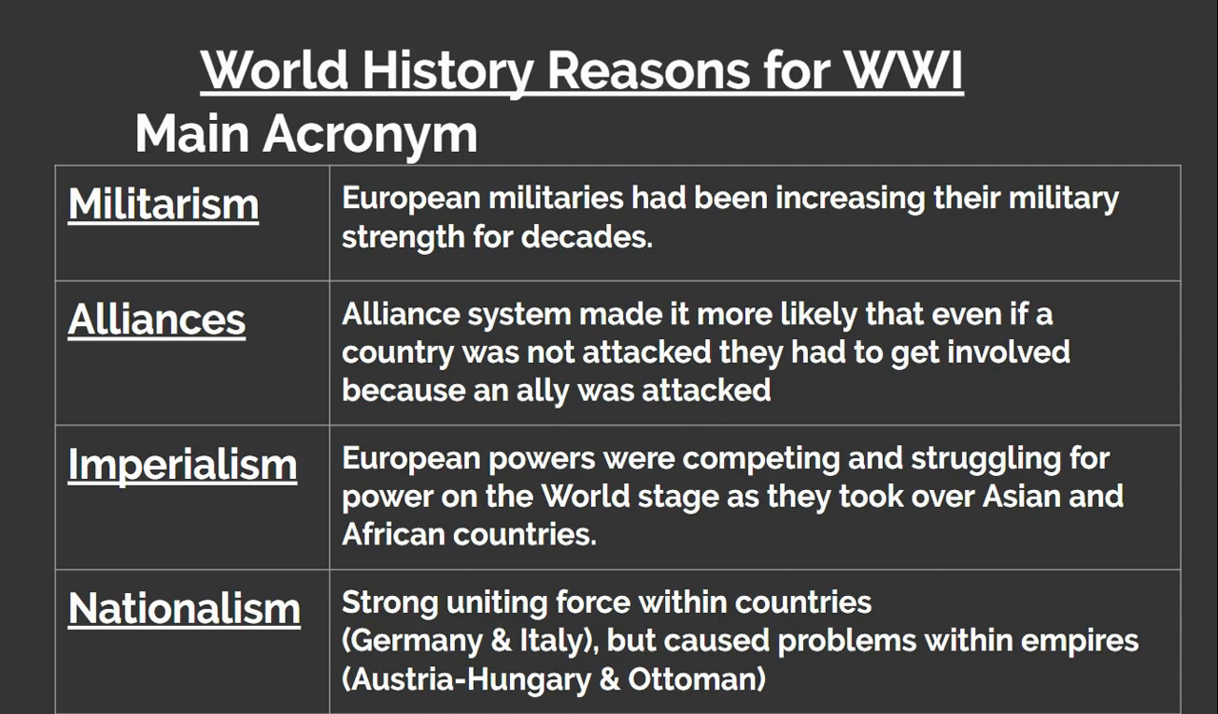That helped Germany and Italy, but it also caused a lot of problems within empires, like the Austro-Hungarian Empire, where the war initially breaks out with the assassination of Franz Ferdinand by a Serbian nationalist, and also the Ottoman Empire. So these are the reasons in world history. And the war breaks out in 1914. But the United States doesn't get involved until 1917. So these are not the reasons for the U.S. involvement in World War I.